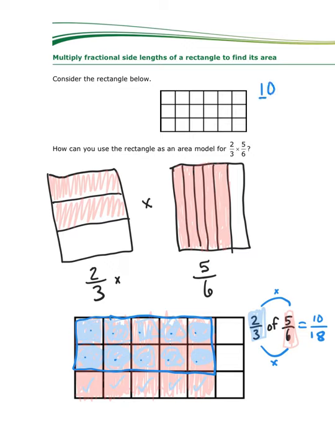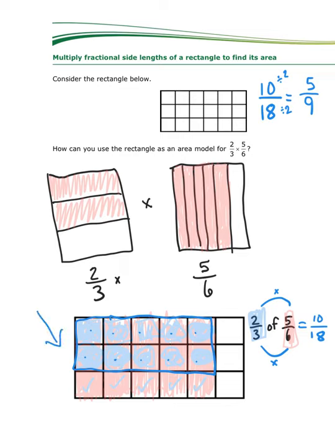So 10/18 is my product or my answer. And of course I can simplify that because I can divide both of these by 2. Let's see, 10 divided by 2 is 5, and 18 divided by 2 is 9. So that would leave us with a final answer of 5/9. But for the purposes of the area model, this is what you're going to need to show.